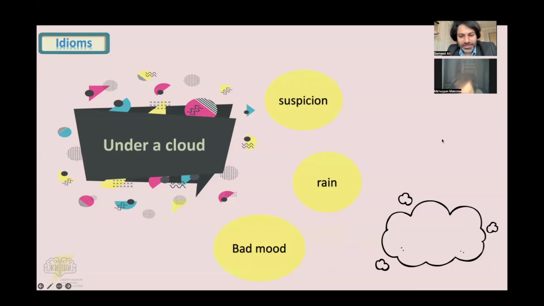Okay. Suspicion, rain, bad mood. So there are two, three meanings. Mood: if somebody is not in a good mood, they are irritated, annoyed, they are not happy, they are under a cloud. Hey, why are you not happy? Because I am under a cloud, like this. Okay?